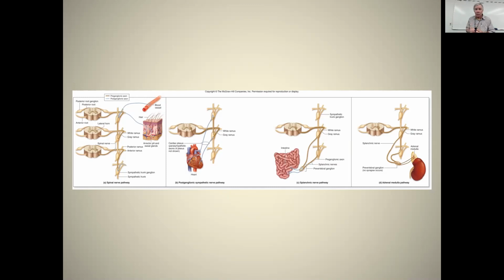It's a neuroendocrine tissue. So they're neurons that don't have any axons, and all they do is secrete.